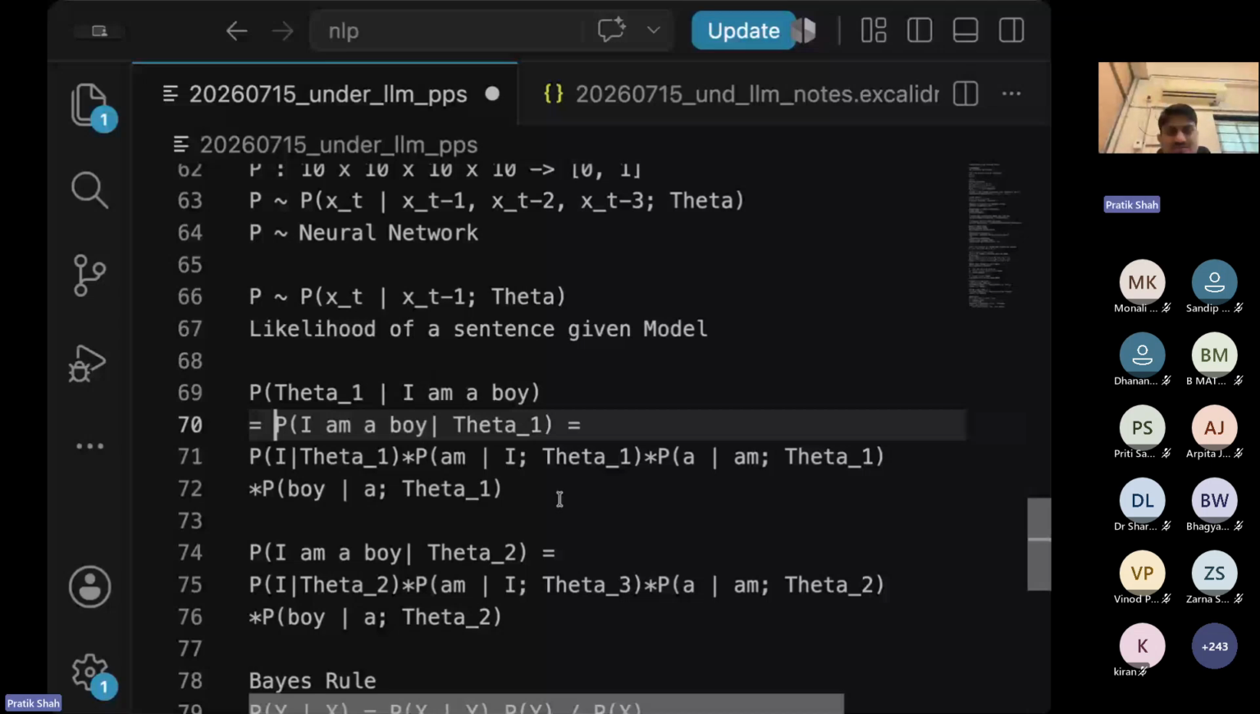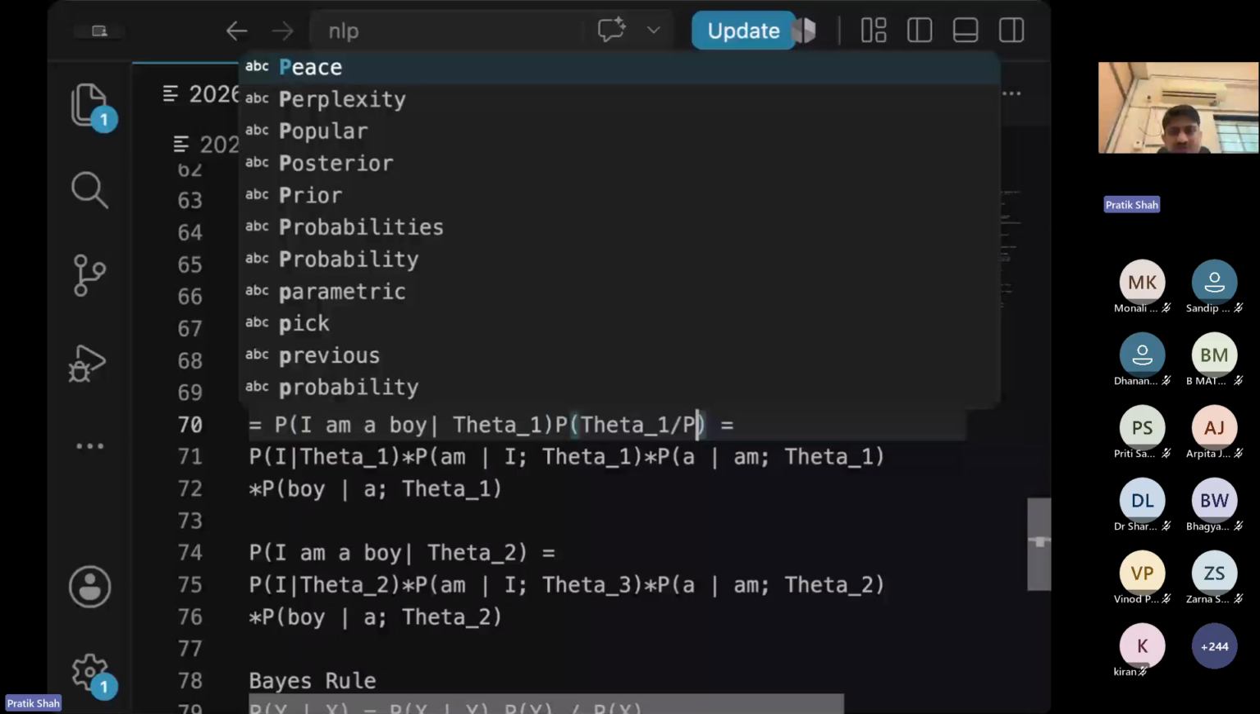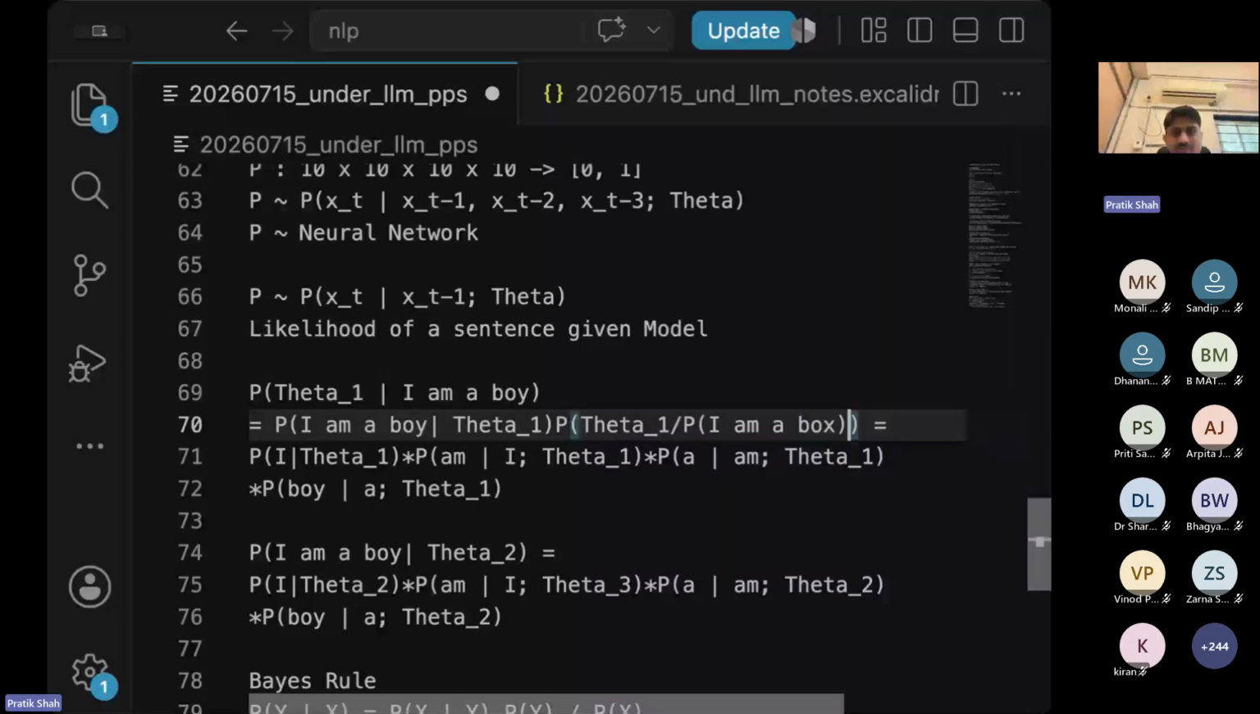I hope I'm making sense. Ideally, I would have to multiply this by the corresponding model probability divided by the probability of a particular text. In the English language, how many times do I see I am a boy, which is slightly difficult to answer, correct? So given that probability of theta 1 is the same as probability of theta 2 and probability of I am a boy is the same, I actually don't care about this part. And so I can get rid of it. And so the posterior becomes likelihood.